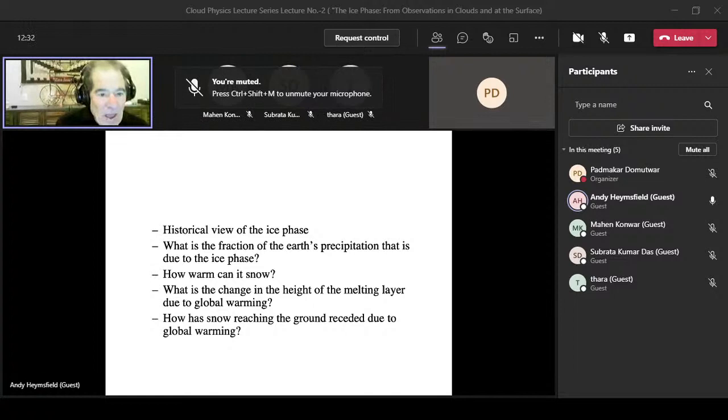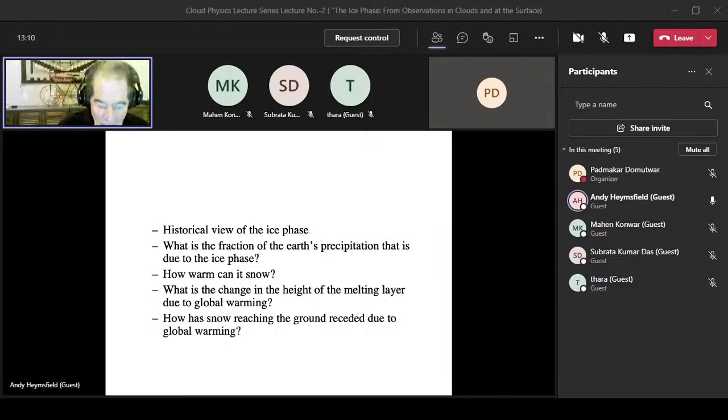What is the fraction of the Earth's precipitation that is due to the ice phase? How warm can it snow? I will find out here tomorrow because there is a forecast of possibility of some light snow. And then what is the change in the height of the melting layer due to global warming? And how has snow reaching the surface receded, that is decreased, due to global warming?